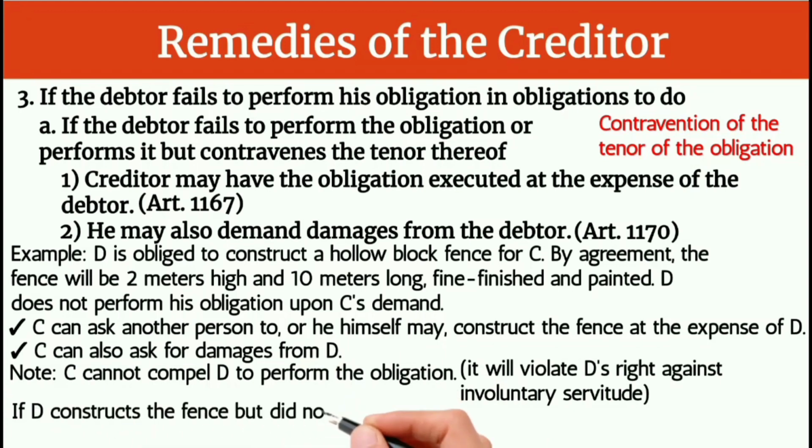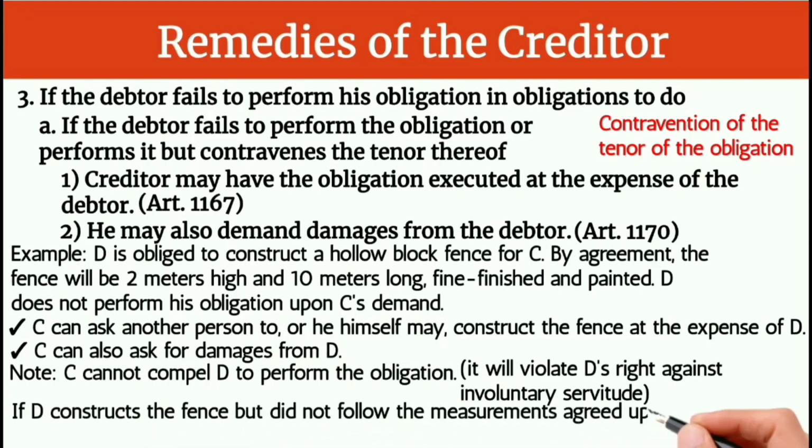If D constructs the fence but did not follow the measurements agreed upon, C will have the same rights. Dito, pinerform ni debtor ang kanyang obligation na mag-construct ng hollow block fence. Yun nga lang, hindi niya sinunod yung measurements, gaya ng 2 meters high at 10 meters long. So it is clear na mayroong contravention of the tenor of the obligation. Kapag mayroong contravention of the tenor of the obligation, si C, meron siyang same rights.